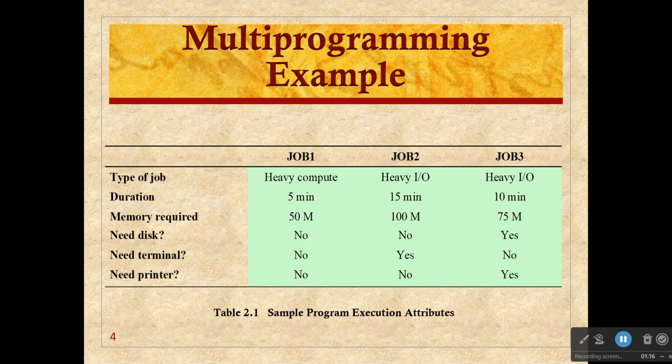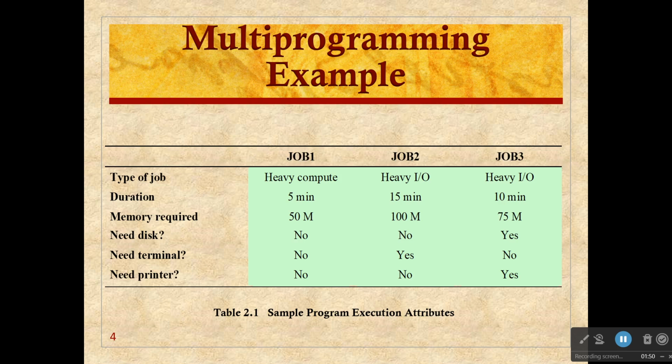To illustrate the benefit of multiprogramming, we give a simple example. Consider a computer with 250 megabytes of available memory, not used by the OS, a disk, a terminal, and a printer. Three programs, Job 1, Job 2, and Job 3, are submitted for execution at the same time with the attributes listed in Table 2.1. We assume minimal processor requirements for Job 2 and Job 3 and continuous disk and printer use by Job 3.